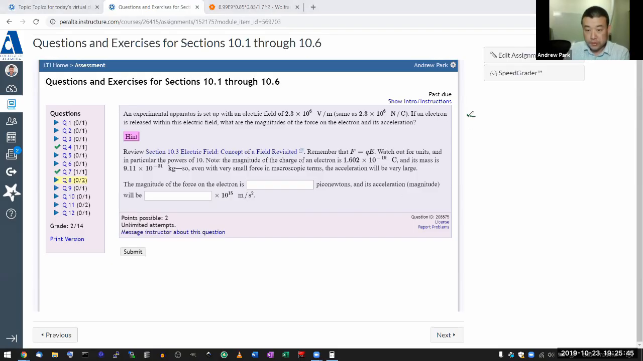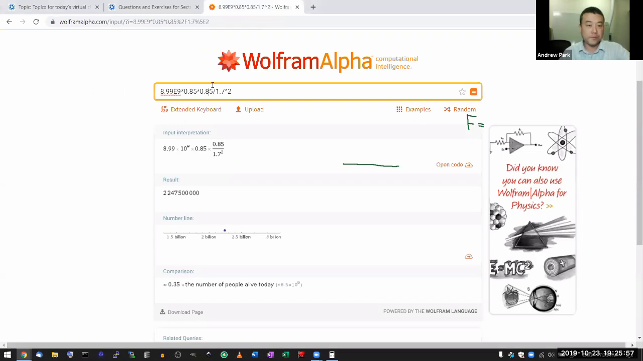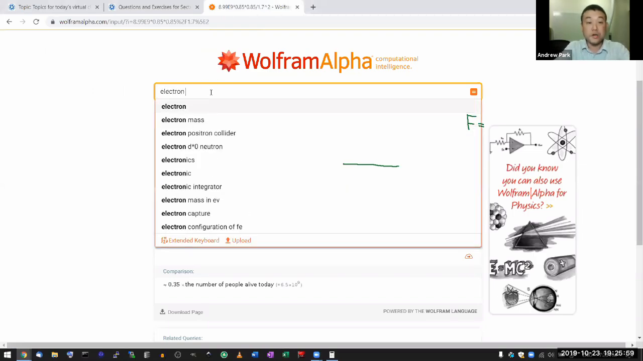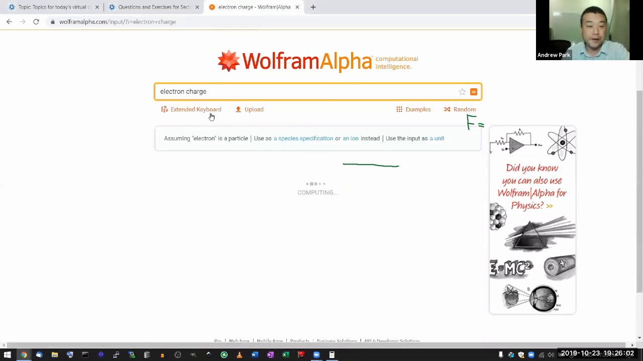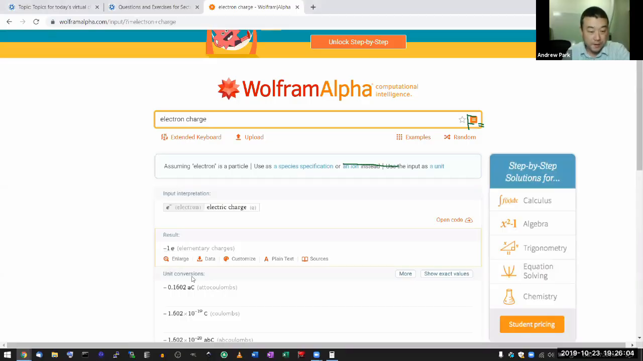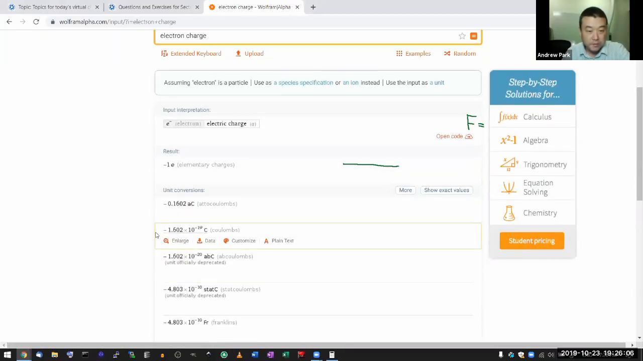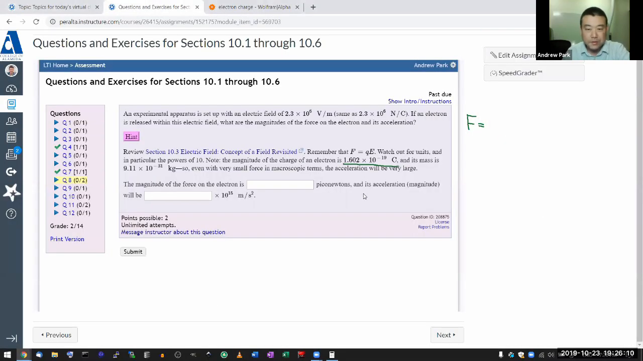So the force is equal to charge. And the question is actually telling you what the electron charge is so that you don't have to look it up. You can actually look this up on Wolfram Alpha, by the way. In Wolfram Alpha, if you look up something like electron charge, it'll tell you the electron charge is, there it is, minus 1.6 times 10 to the minus 19. But in this question, since I'm given that, let me just use that.